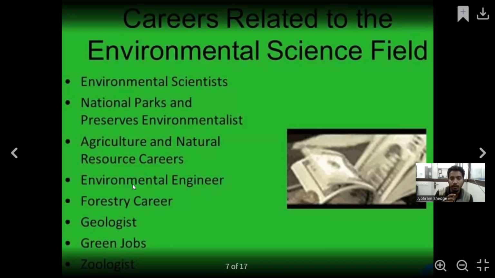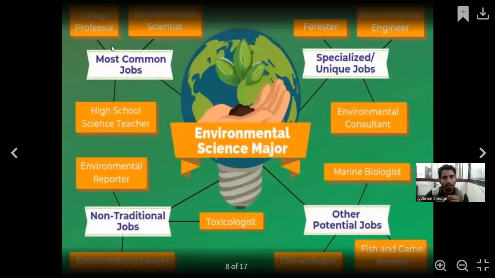आप zoologist बन सकते हो, for the identification of various animals, reptiles, amphibians. So these are the various careers in the environmental science field. Next, there are various jobs related to environmental science, such as college professor, high school and science teacher, as well as non-traditional jobs like environmental reporter in various newspapers.